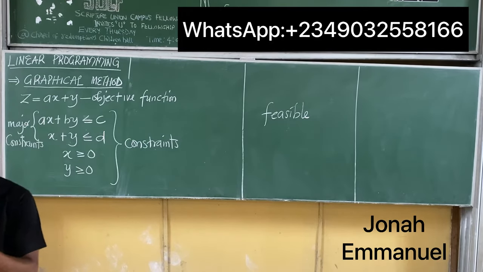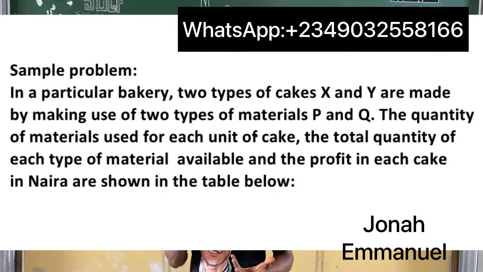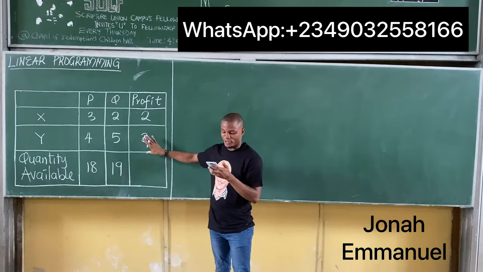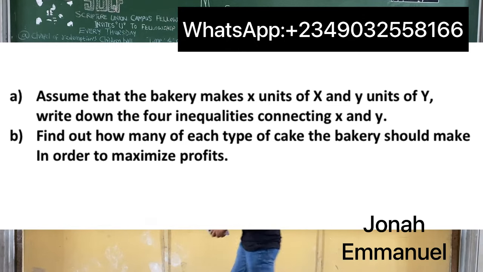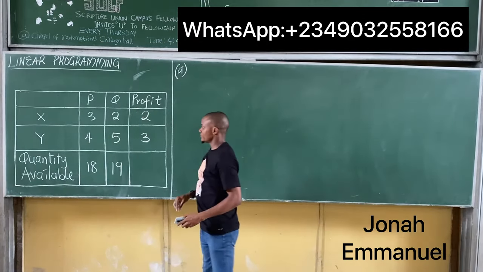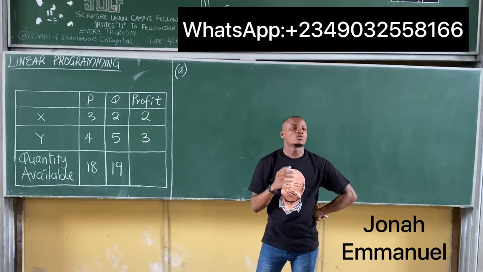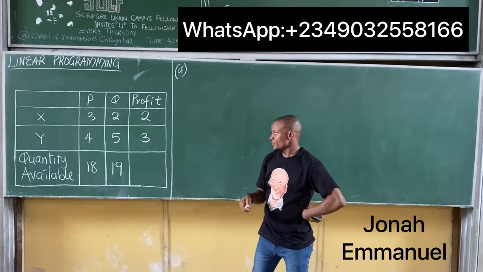Let's solve an example. Sample problem. In a particular bakery, two types of cake, X and Y, are made by using two types of materials, P and Q. The quantity of materials used for each unit of cake, the total quantity available of each type of material, and the profit of each cake in Naira are shown in the table below. A: assuming the bakery makes X units of X and Y units of Y, write down the four inequalities connecting X and Y. So look at this. This is what your inequality looks like. So here's what you do.